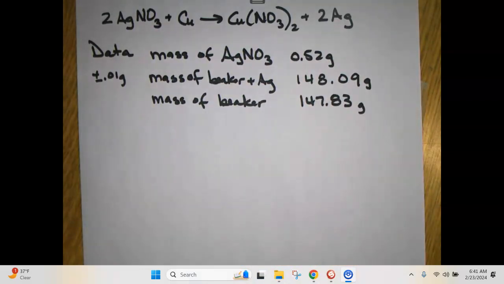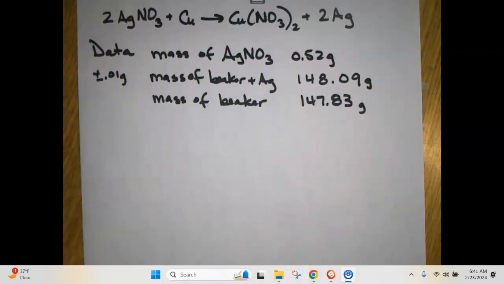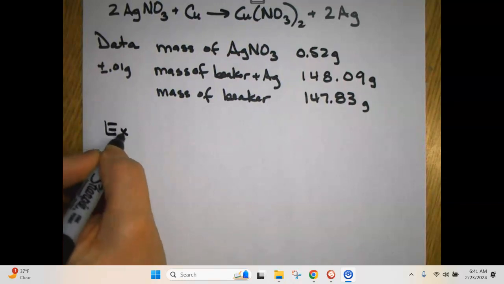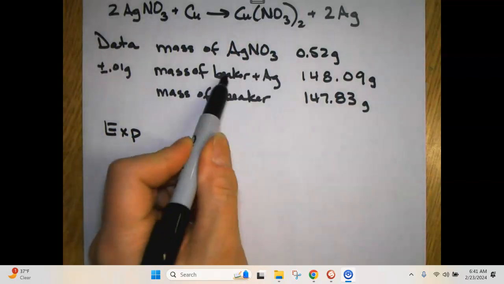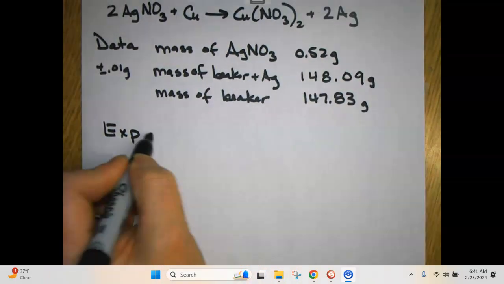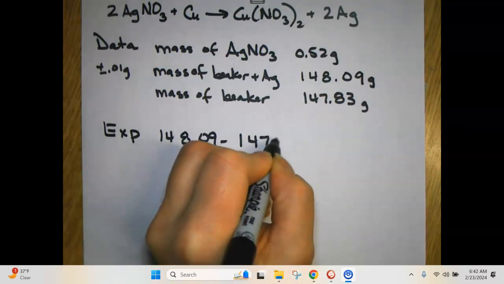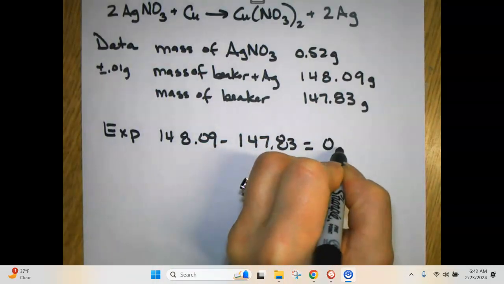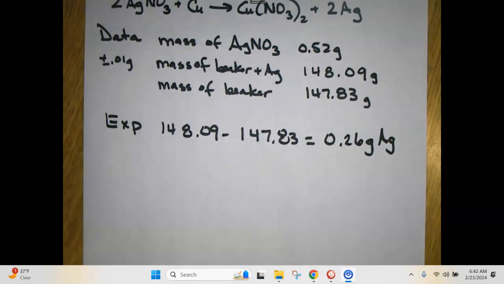The other two pieces of information that we need are obviously the beaker with the silver, and the empty beaker that we started with. So these would be the three pieces of data that we need. We can figure out the experimental yield by simply subtracting like you did before. The experimental yield of silver is simply going to be the beaker with the silver minus the beaker. So we've got 148.09 minus 147.83, which gives us a mass of 0.26 grams of Ag that we got from the experiment.